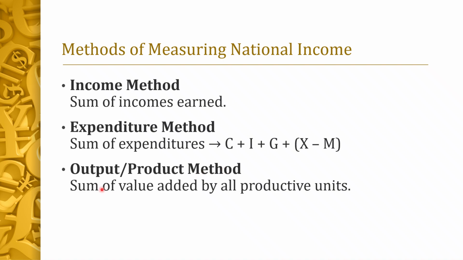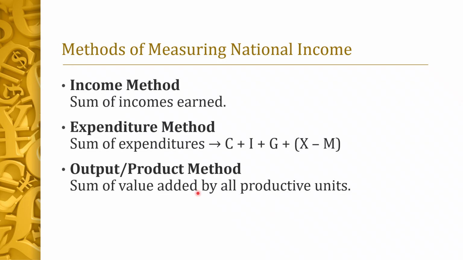Then we talk about the output or product method. This method measures national income by adding the value added by all the productive units at each stage of production. So what is value added? Value added is equal to output minus intermediate consumption. What does it do? It prevents double counting.